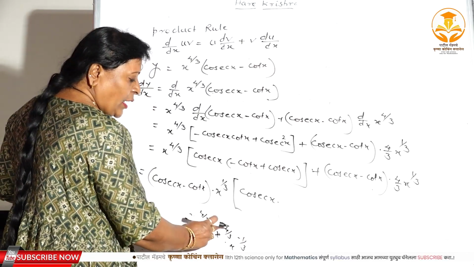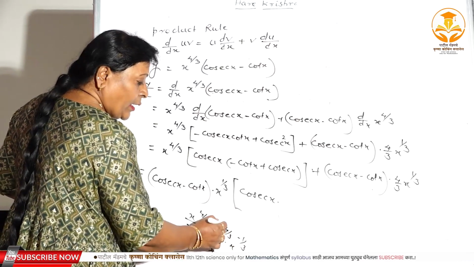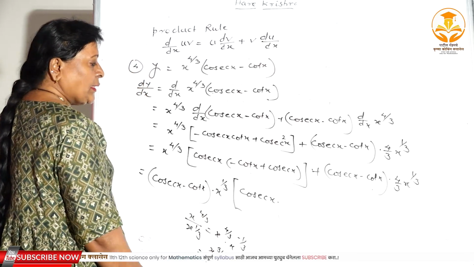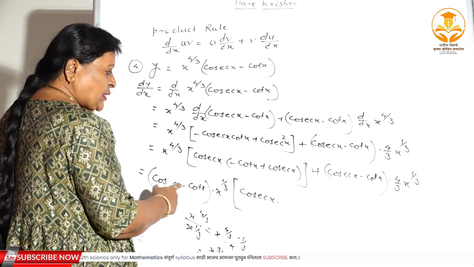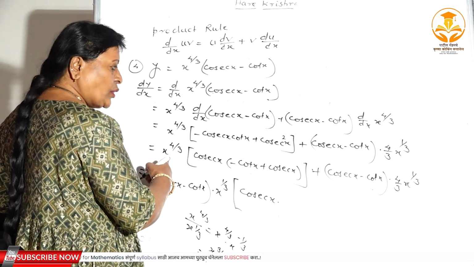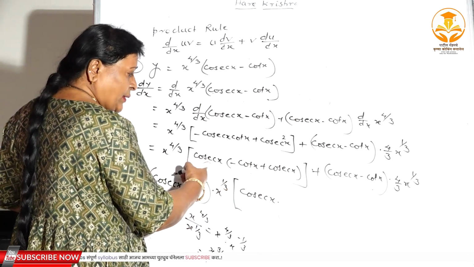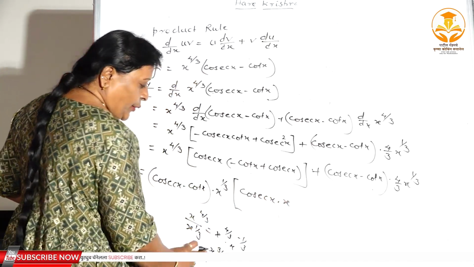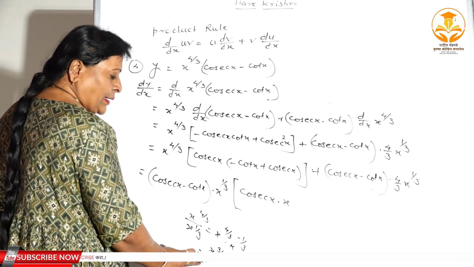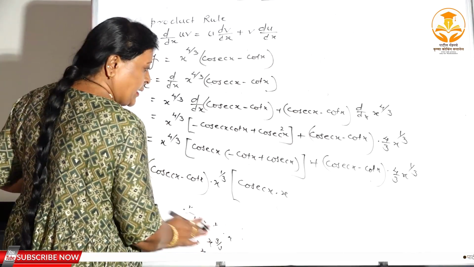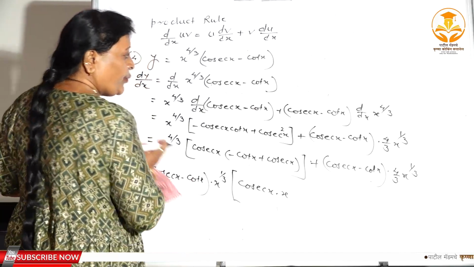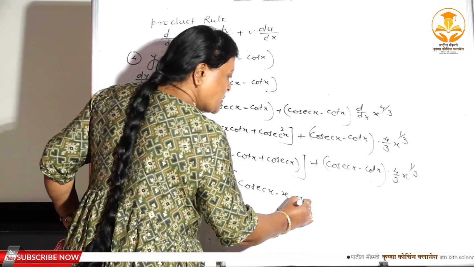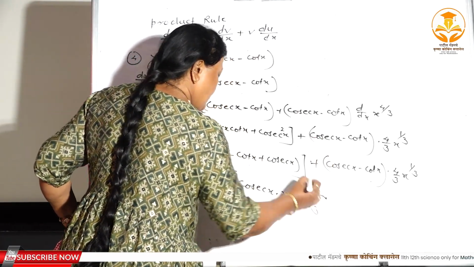You can add indices. 4 by 3 minus 1 by 3, you will get 3 by 3. 3 by 3 gets cancelled. What remains? X. Therefore, whenever you take cosec x minus cot x common and x to the power 1 by 3 common, what remains here? This cosec x, and here what remains? Only x. Right, because x to the power 3 by 3, the 3s cancel, and what remains? X. Right, again see here, cosec x minus cot x again common, x to the power 1 by 3 common, plus what remains? 4 by 3. This is the result, isn't it?